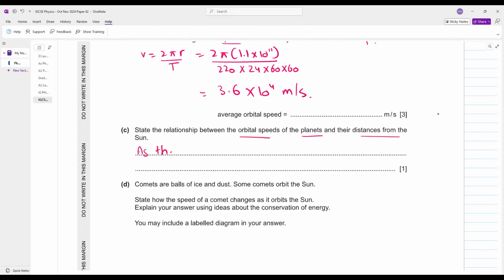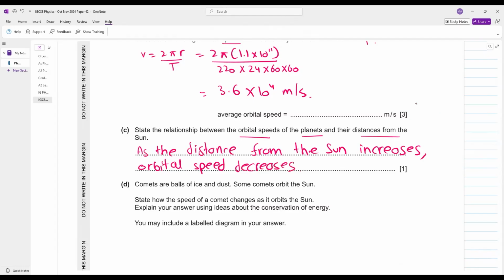As the distance from the sun increases, orbital speed को क्या होगा? Orbital speed decreases. Simple. Nothing complicated here.